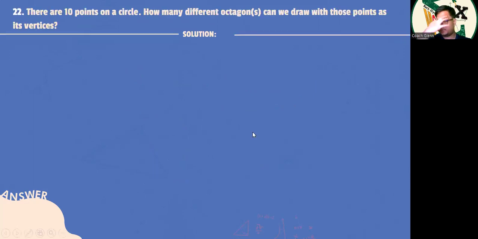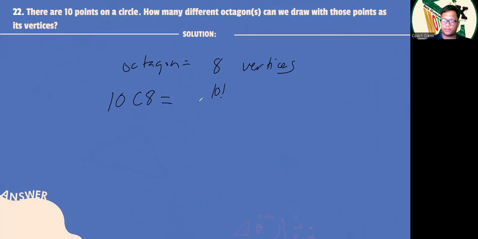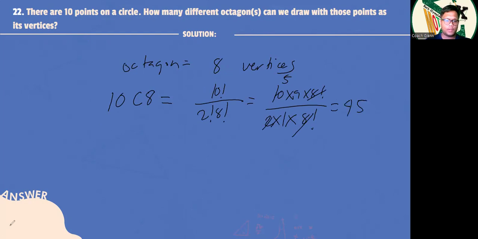There are 10 points in a circle. How many different octagons can be drawn with those points as vertices? So this is actually quite easy. So an octagon has 8 vertices. So all we need is then choose 8. If you choose 8 points from the 10 points present on the circle, that's equal to 10 factorial over 2 factorial times 8 factorial, which is 10 times 9 times 8 factorial over 2 times 1 times 8 factorial. So cancel this and then cancel this. So 5 times 9 is 45. So the final answer here should be 45.